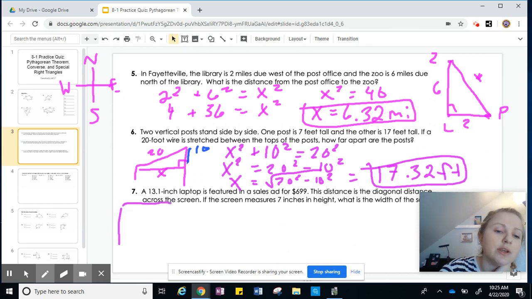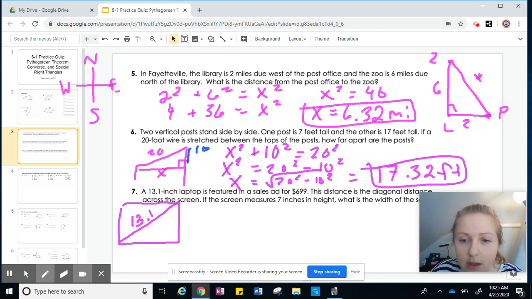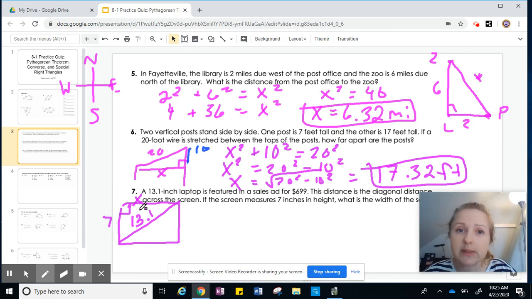So here's the screen. Diagonal distance is 13.1. If the screen measures 7 inches in height, so this is 7, what is the width? Okay, so the width, let's call the width x. All right, so we have a right triangle here. So across from the right angle is 13.1, so that makes that the hypotenuse, so C. X is a leg, 7 is a leg.